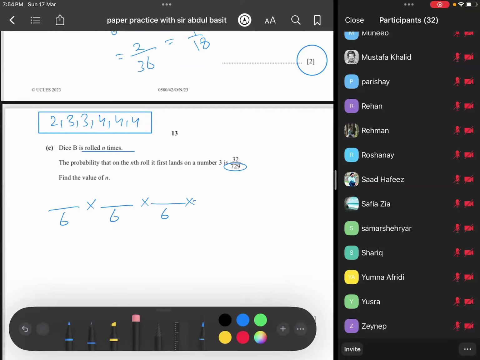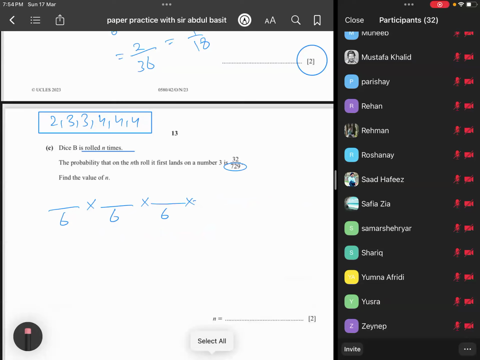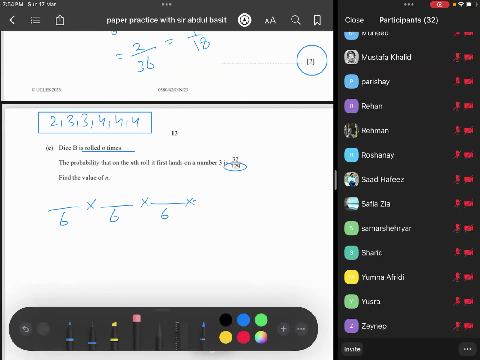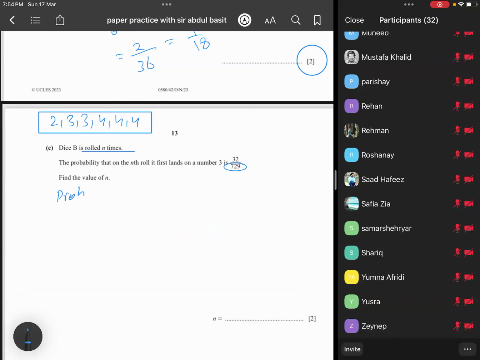A dice is rolled n times. The probability that on the nth roll it lands on a number 3 is 32 divided by 729. So let me write here two probabilities. Probability of 3 is 2 out of 6. Probability of not 3 is 4 out of 6.